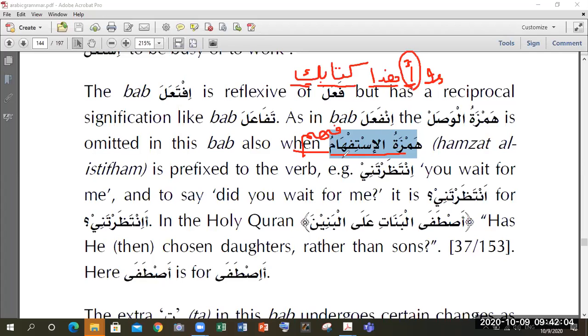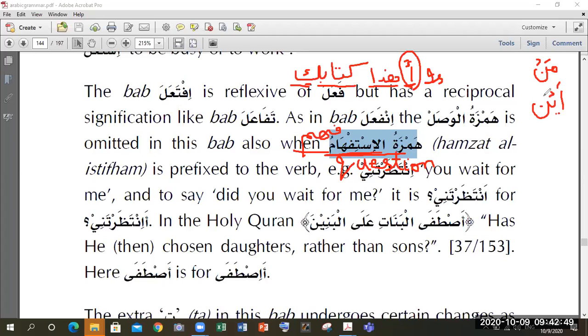So istifham actually means questioning, asking. And why do we ask something? To know something, to understand something. Because we want to know, we want to understand, right? So that's why it is istifham. When somebody is trying to understand something, definitely he will question. For example, man means who? Aina, where?